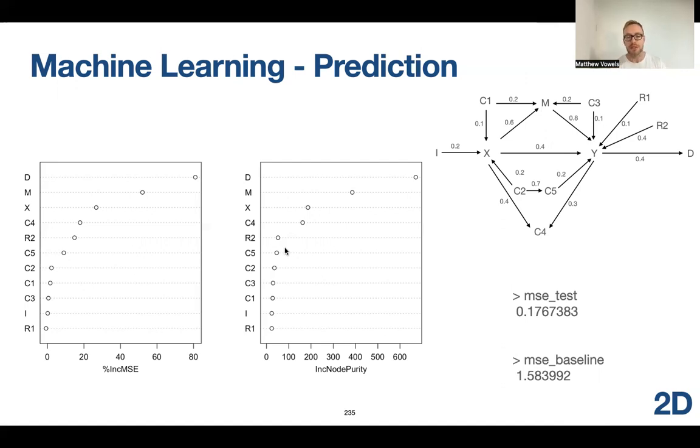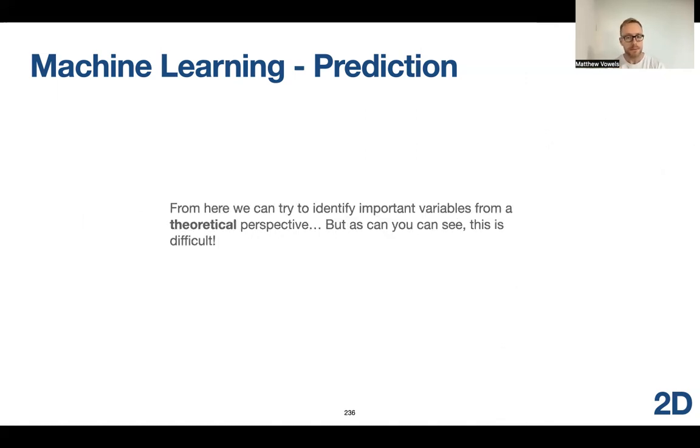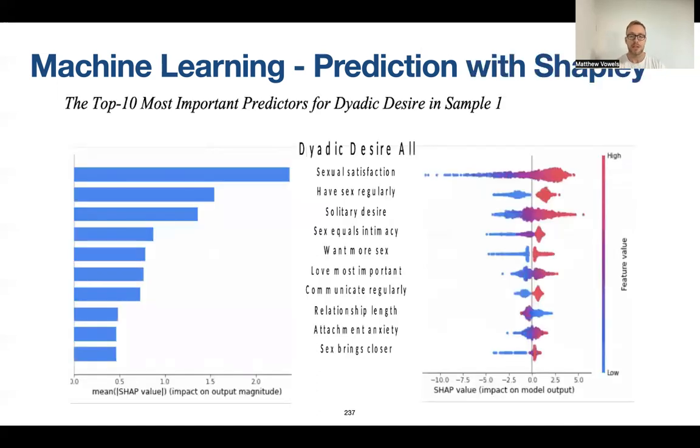But that said, it's a process of triangulation. I'm not expecting you to just use machine learning explainability techniques to derive the graph or completely determine your theory. This is an iterative process where you maybe use this information to inform your proto theory and update it, and maybe even modify your theory as well. So here we can try to identify important variables from a theoretical perspective, but as you can see, it is difficult. I wanted to give an example of a project I worked on fairly recently using a different explainability technique.